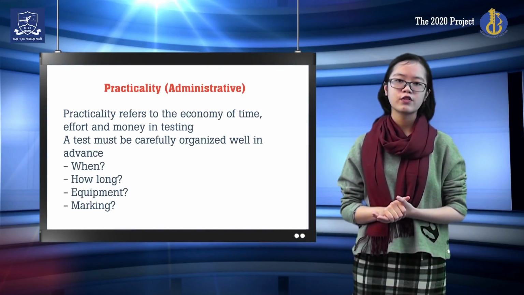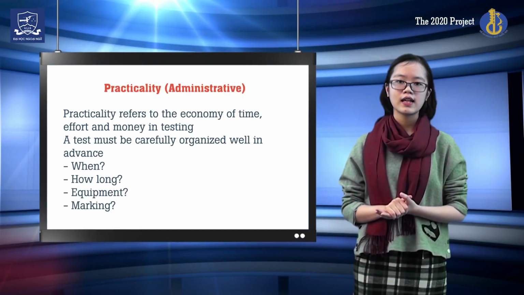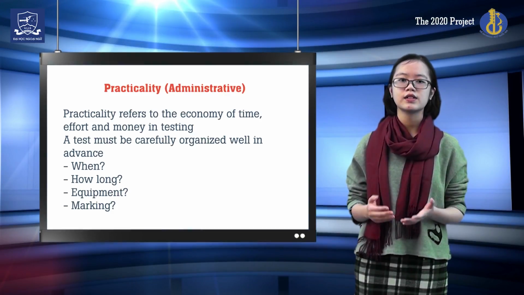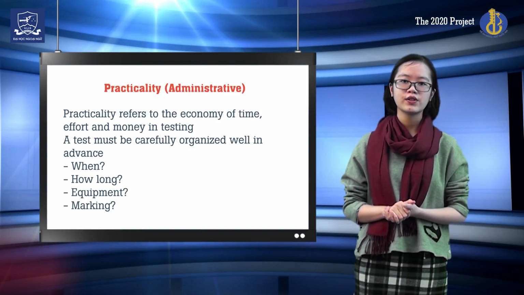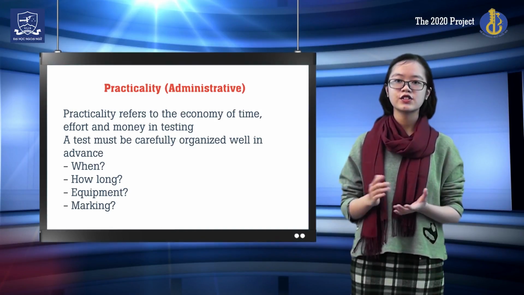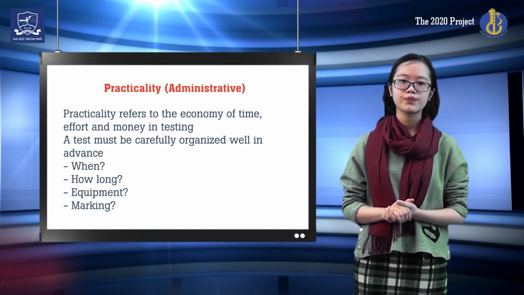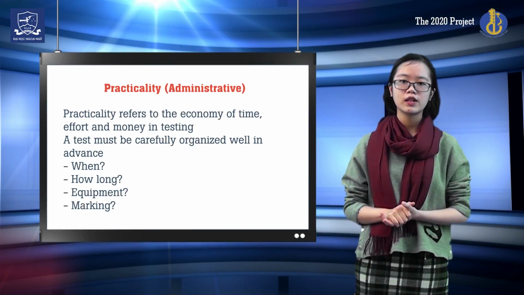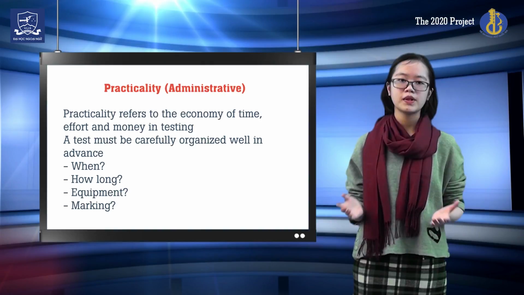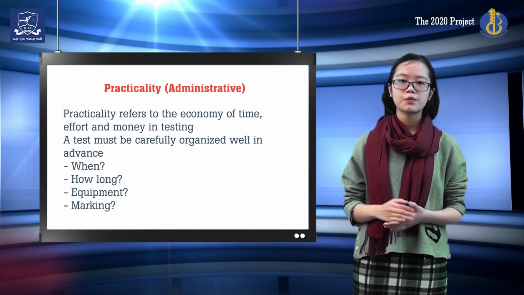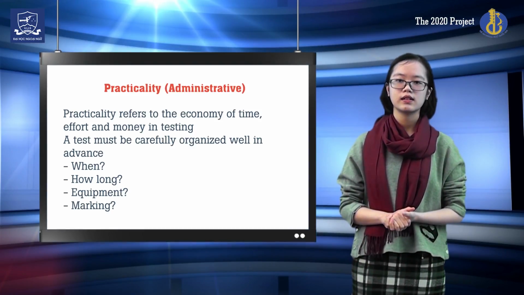Practicality, which is quite different from validity and reliability in nature, is also one criterion that a test must satisfy in order to be considered a good test. While reliability and validity concern the use of scores, practicality concerns mainly the way the test will be implemented and whether it would be used. If the resources required for an implementation of the test exceed the resources available, the test would not be feasible. Practicality refers to the economy of time, effort, and money in testing.